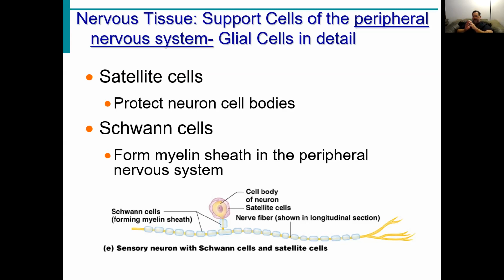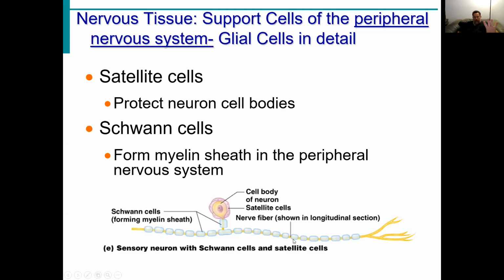I didn't really talk much about the satellite cells, but the satellite cells are providing protection to the neuron cell bodies and also probably involved in nutrient control as well. Nutrition and other factors would probably be part of that as well. So again, these parts that make up these Schwann cells are almost like a string of beads on a string. The string would be the axon, and then the beads are the glial cells making up the myelin sheath.